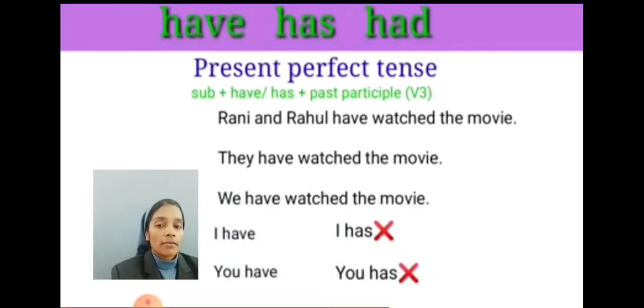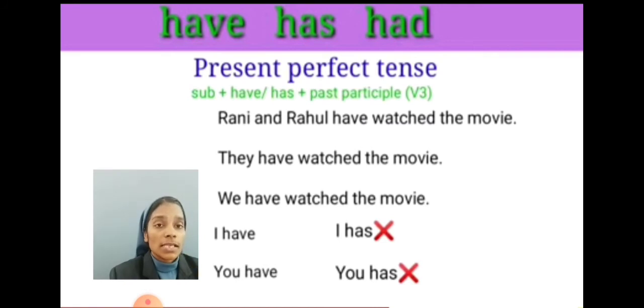Next, the use of have. If the subject is plural, it agrees with have. That means we use have. I and you are the rare case only. Even though they are singular, they agree with have only. For example, Rani and Rahul have watched that movie. They have watched that movie.